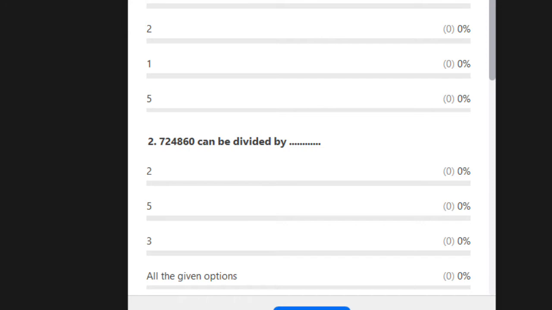7,24,860 can be divided by... 4 options are given to us. Let's see what options are there: 2, 5, 3, and all the given options. So you have to think about the divisibility rule of 2, the divisibility rule of 5, the divisibility rule of 3, and decide which is the correct option.